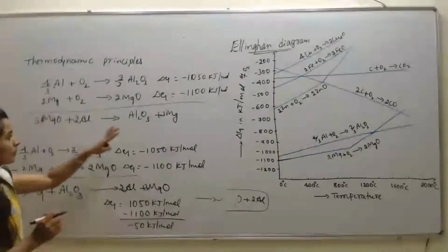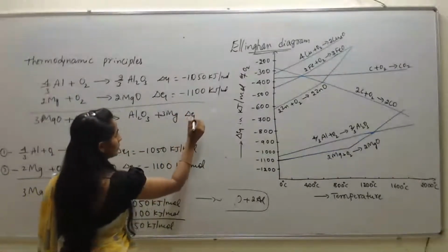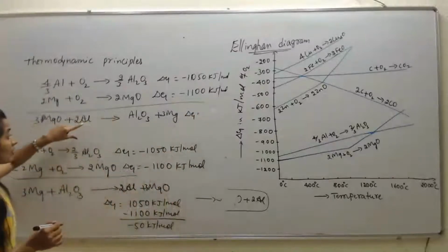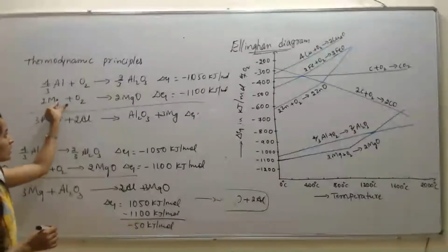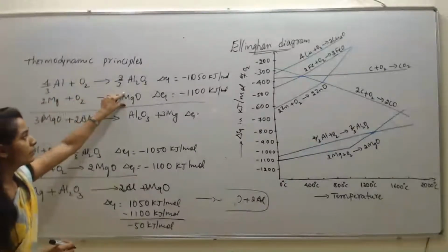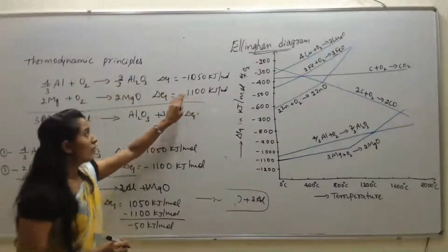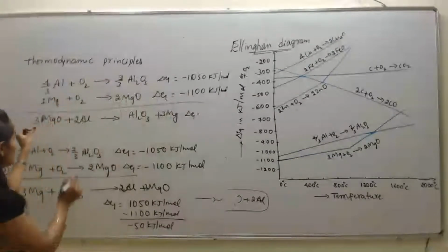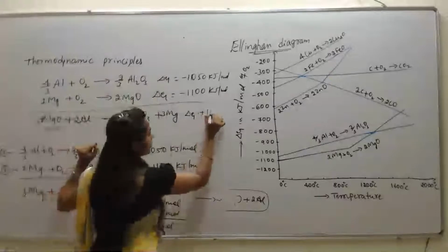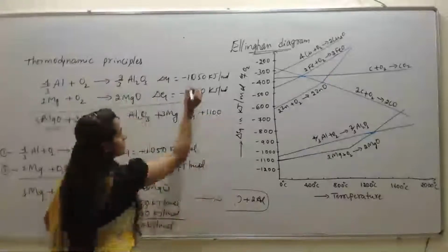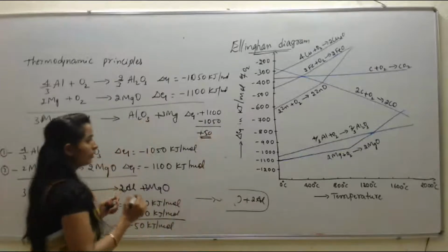Whatever the reaction may be, I'm just assuming the delta G value here. The reverse reaction is this one, magnesium. On the left hand side magnesium plus O2 is there, on the right hand side MgO is there, then it is minus 1100 kilojoules. When this reaction is reversed, because MgO we keep on the reactant side, it becomes plus 1100. So this will be 1050, so it has plus 50 kilojoules per mole.